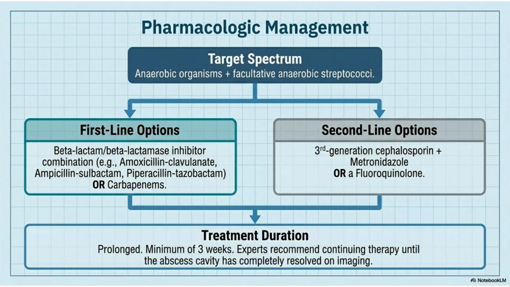Pharmacologic management targets anaerobic organisms and facultative anaerobic streptococci. First-line options include beta-lactam/beta-lactamase inhibitors or carbapenems. Second-line options include third-generation cephalosporins, plus metronidazole or a fluoroquinolone. Treatment is prolonged, continuing until the abscess cavity completely resolves on imaging.